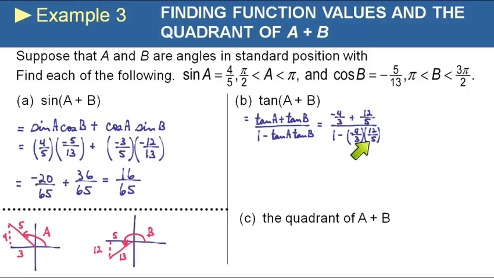Alright, now let's be careful with our arithmetic here. Negative times negative is going to be positive. And 4 times 12 is 48, and 3 times 5 is 15. So that fraction becomes plus 48 over 15. Notice that I did not take the trouble to add these together, because what I'm going to do now is just simplify this complex fraction.